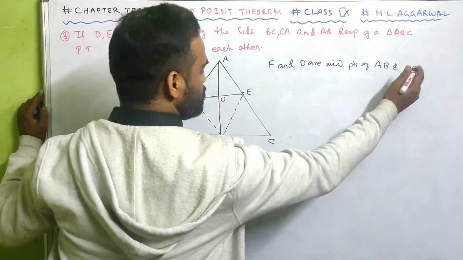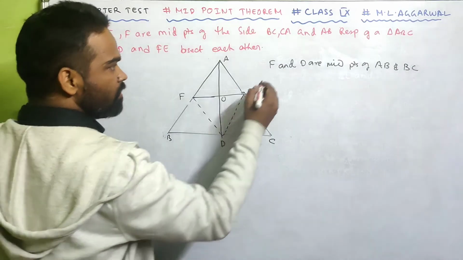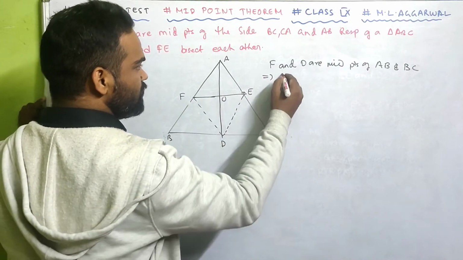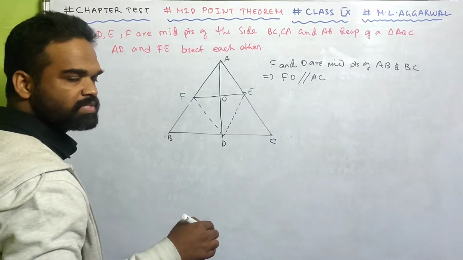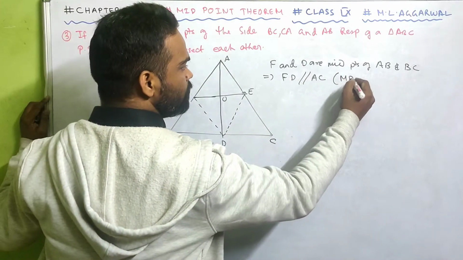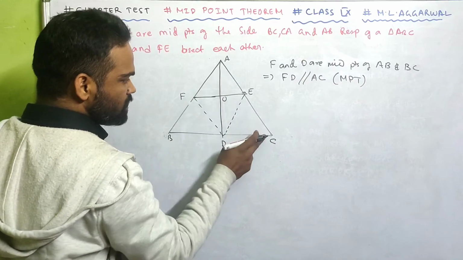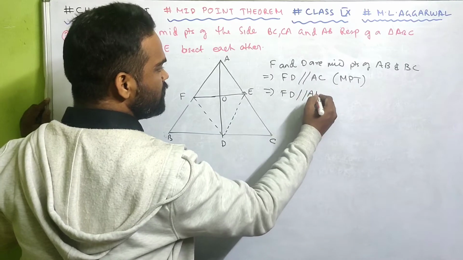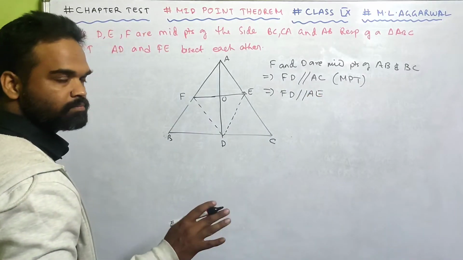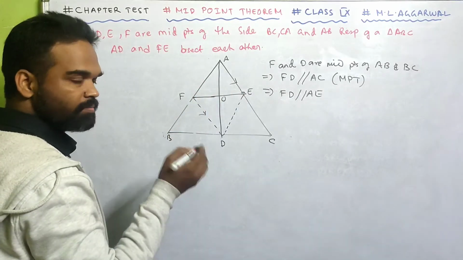AB and BD and BC. Yes or no? F and D, which simply means FD is parallel to AC and FD is half of AC by midpoint theorem. Now, if FD is parallel to AC, then FD is also parallel to AE. No doubt in that. Done? So, this is parallel to this.